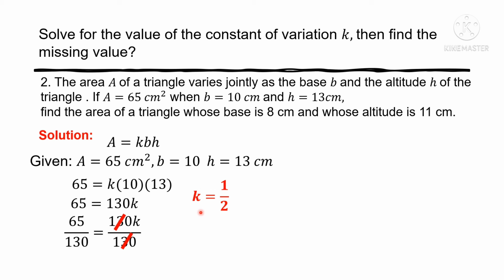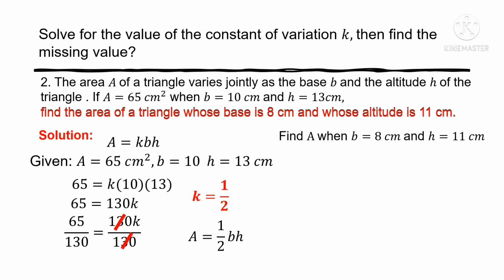Then our equation of variation, so we'll use this pattern equation or model equation, but we have to replace this K ng computed value. So we have now A equals 1/2 instead of K, kasi meron na tayong value na K, so papalitan natin 1/2 B times the height. So ito ngayon ang gagamitin natin doon sa tanong na find the area of a triangle whose base is 8 cm and whose altitude is 11 cm.